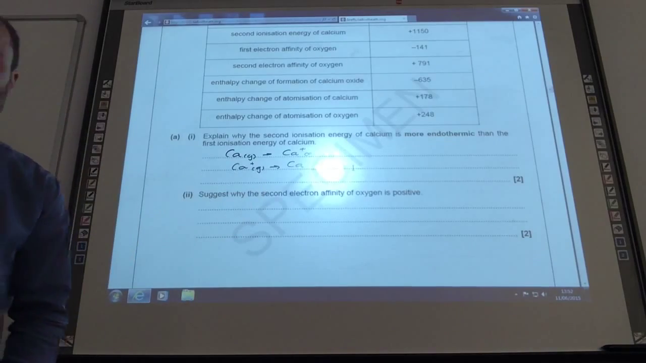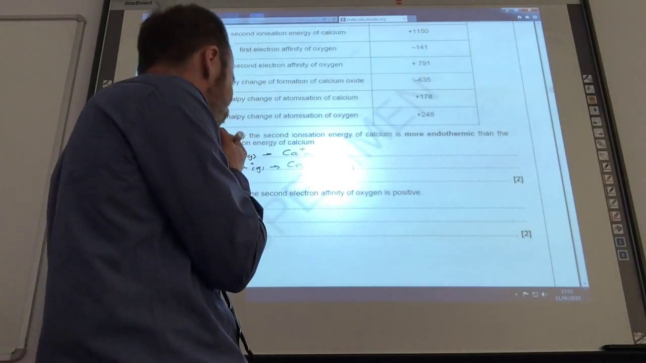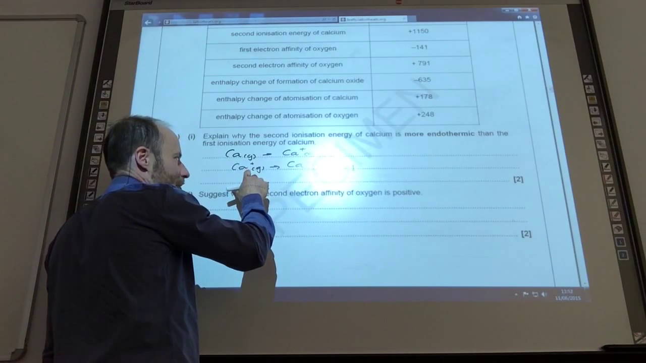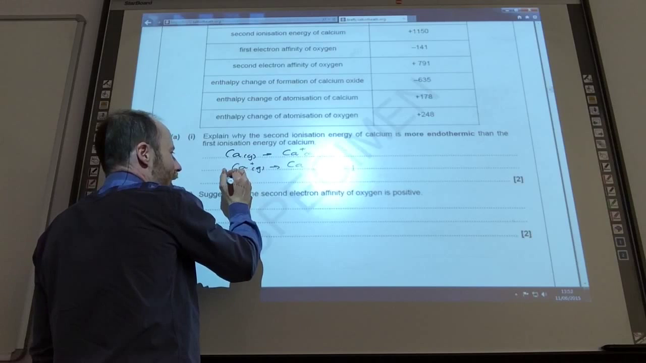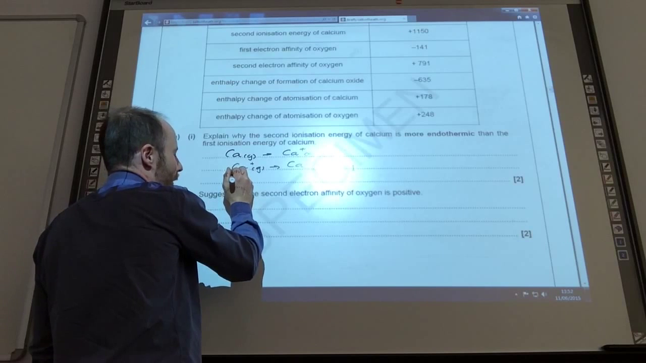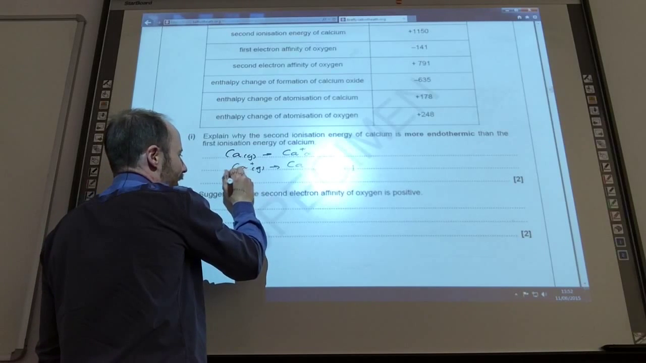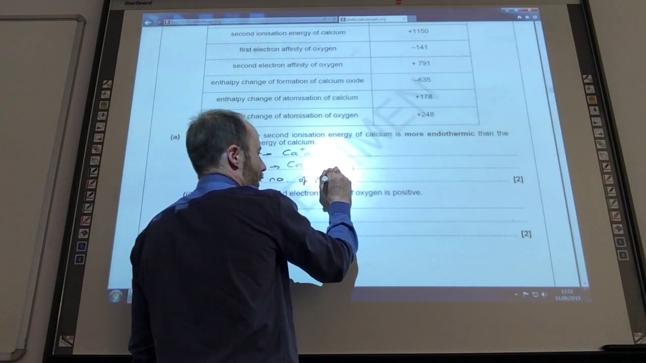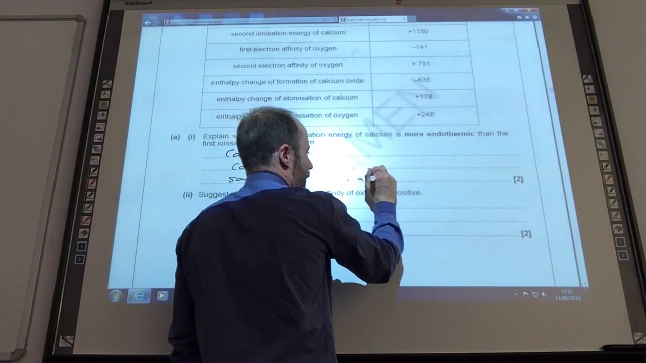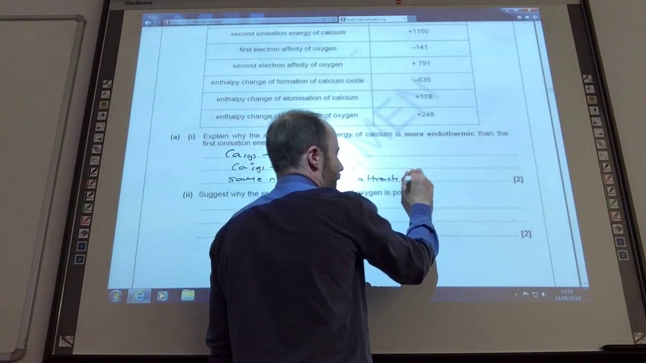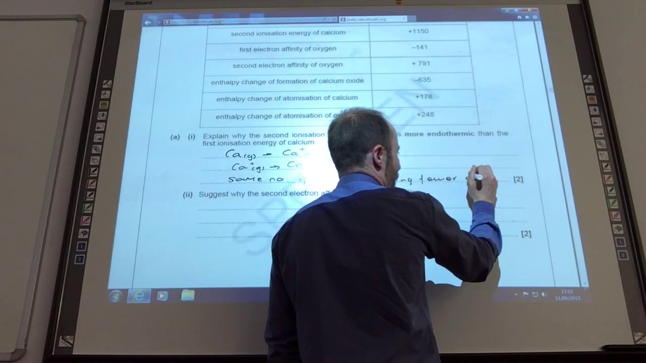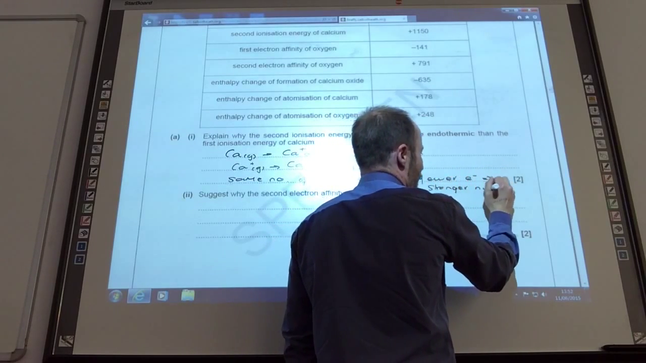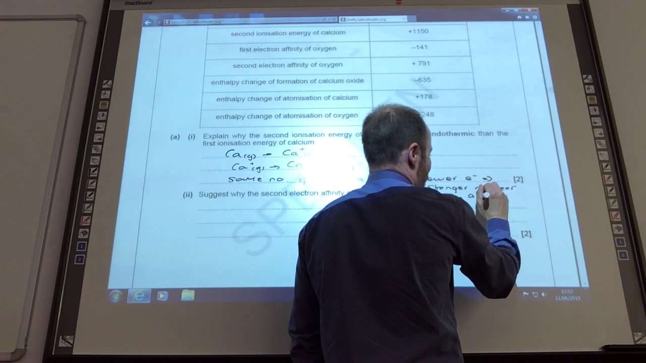Why is that? Well, if you have a think about it, you're going to have the same number of protons attracting fewer electrons. This is because I've already lost an electron in there. So you've got the same number of protons attracting fewer electrons, therefore stronger nuclear attraction.